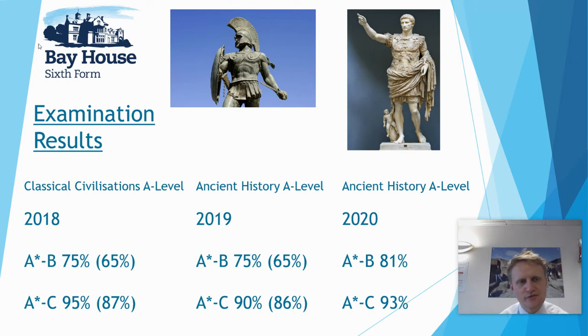We've made the decision to move from classical civilizations to ancient history because the course changed to a linear course, meaning that it all rests on the exams at the end of the second year. There is no coursework involved in this course. And when it changed to a linear A level, we gave the students a choice of whether they would want to study classical civilizations or ancient history. And the feedback from our students was they preferred the look of the ancient history course. So that's what we've delivered ever since.